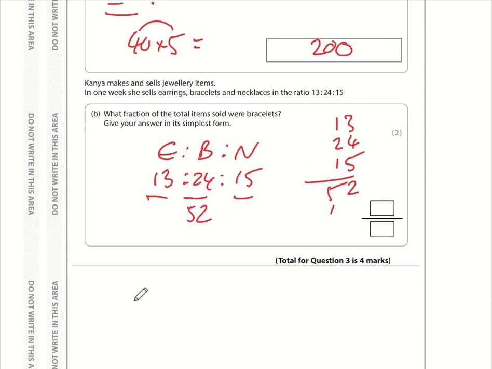Now 24 out of 52 can be simplified. 24 over 52, we have two even numbers, so that is 12 over 26. Both numbers are still even, so we can divide by 2 again, so that is 6 over 13, and that cannot be simplified any further, so 6/13.